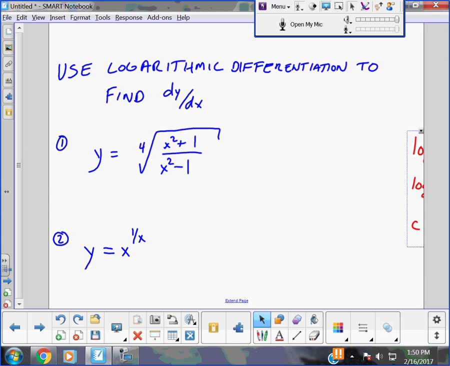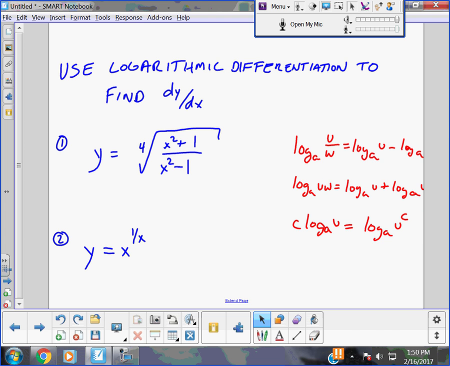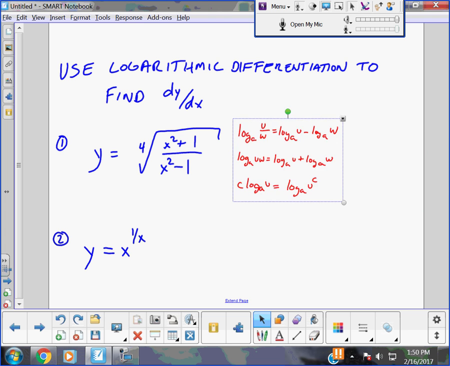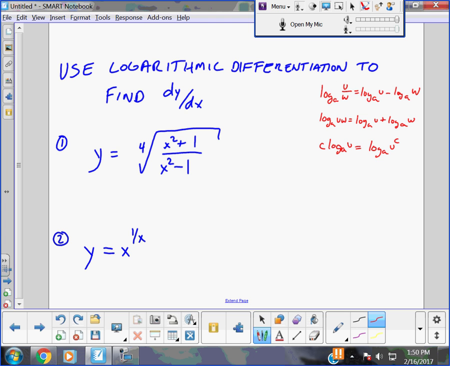All right? So everybody, when you see these, it says use logarithmic differentiation to find dy/dx. You've got to remember from pre-calculus your log rules. There are 3 of them. The quotient rule, which says if you're dividing, you're subtracting exponents. The product rule, which says if you're multiplying, you're adding exponents. And finally, the power rule, which says if you're taking an exponent, you bring it down in front. We're going to use those 3 here today.